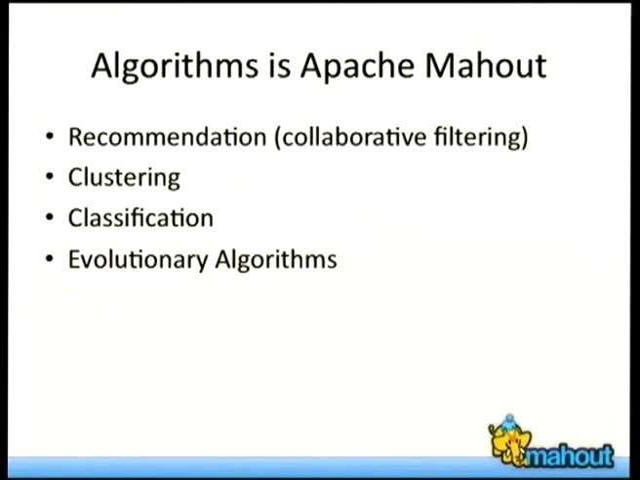So I'll move on now to the algorithms that I included with Apache Mahout, and they fall into 4 different categories. So there's recommendation, which we all encounter when we surf the web or when we're buying something. There's also clustering, classification, and more recently we're starting to see the inclusion of evolutionary algorithms, things like the traveling salesman algorithm and some genetic-based ones.